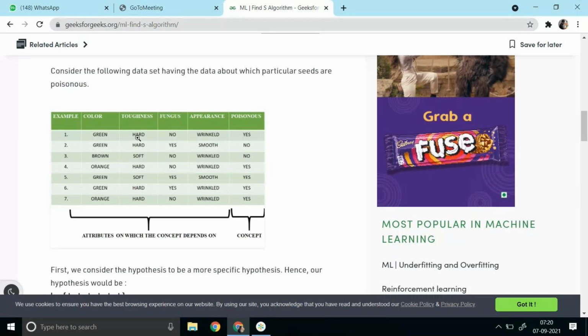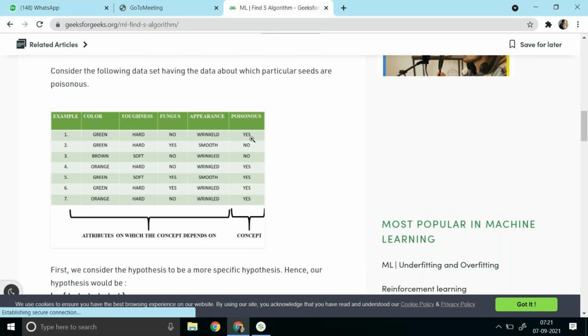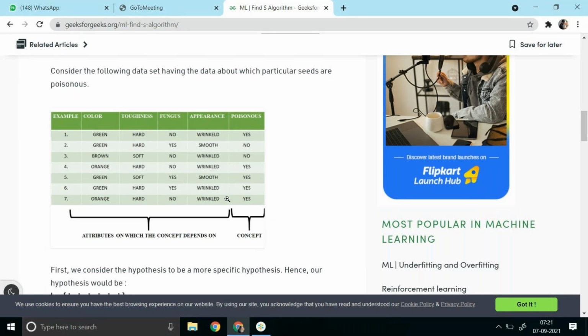This is the data set. They have given data about particular seeds, and whether they are poisonous or not. So if the color is green, if the toughness is high, if there is no fungus, if there is an appearance of wrinkle, we call it poisonous. Yes means positive, no means negative. For no we cannot do it. Only for yes we can do it using Find-S.